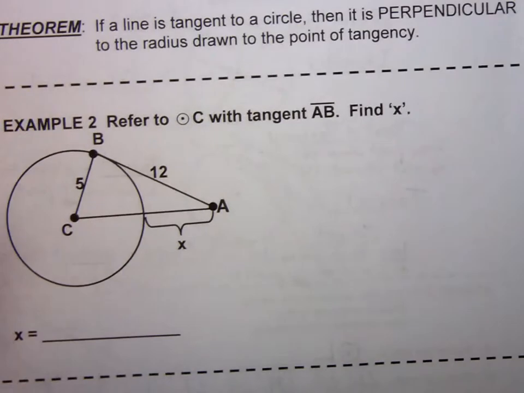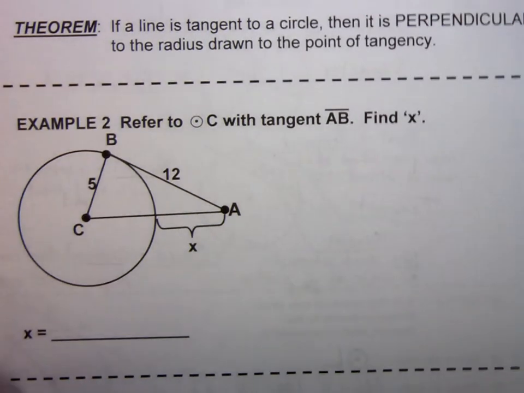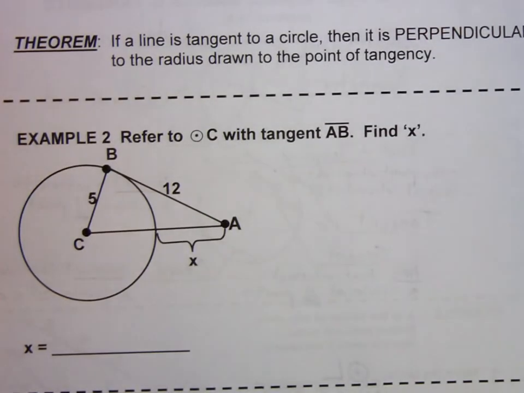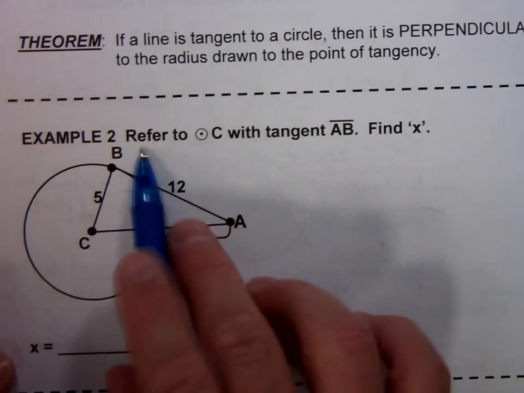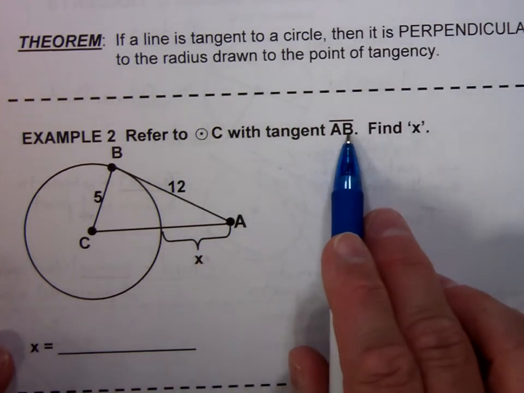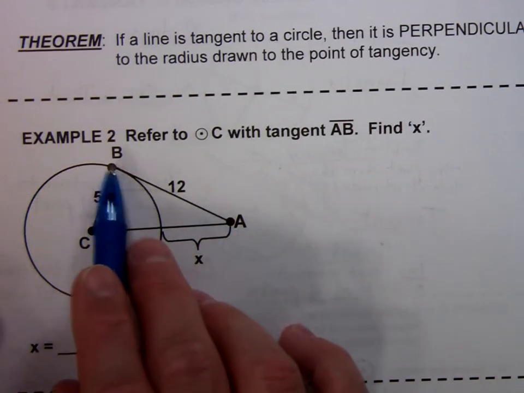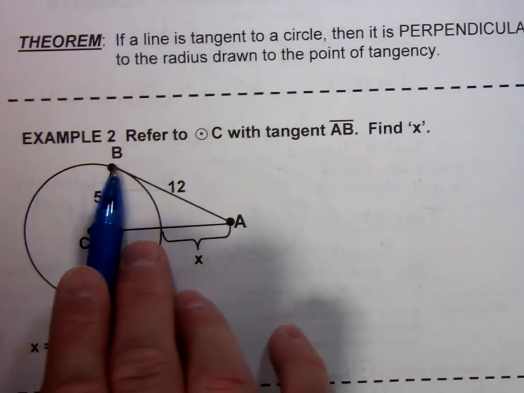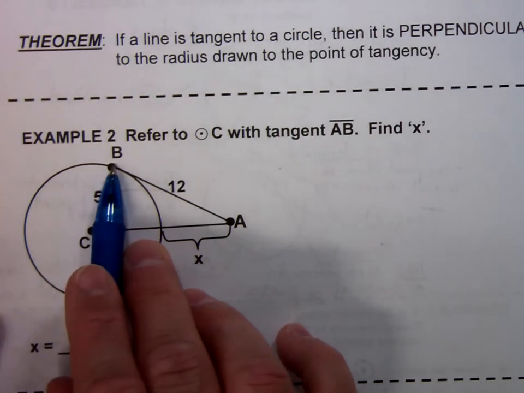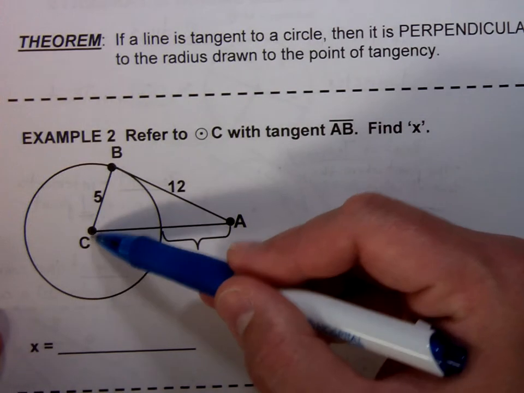All right, we have a theorem, and it says if a line is a tangent to a circle, then it is perpendicular to the radius drawn to the point of tangency. So right here in this example, it says refer to circle C with tangent line segment AB. So it tells us that this is tangent to the circle. So it's intersecting the circle at one point, and point B is that point, so it's the point of tangency. That tangent is going to be perpendicular to the radius that's drawn to that point of tangency.